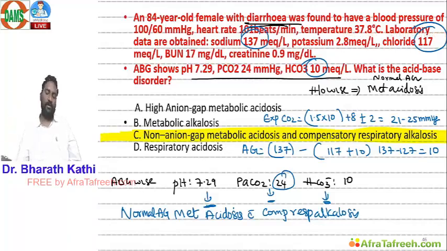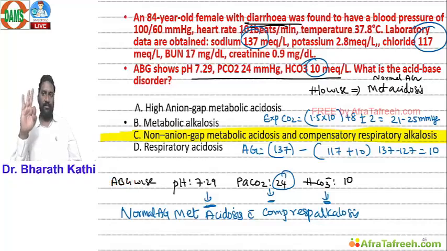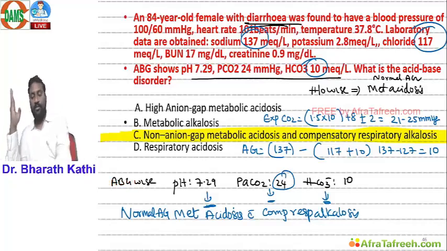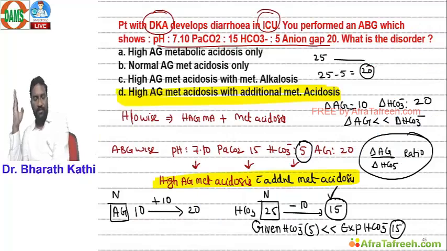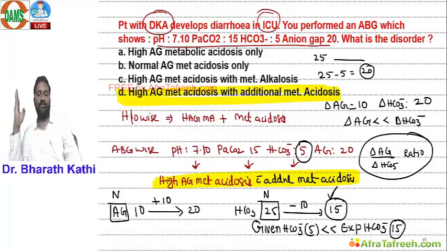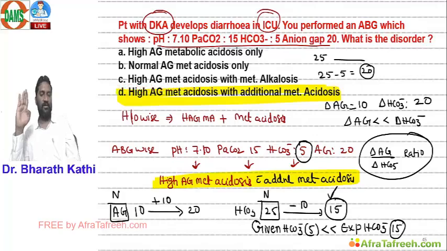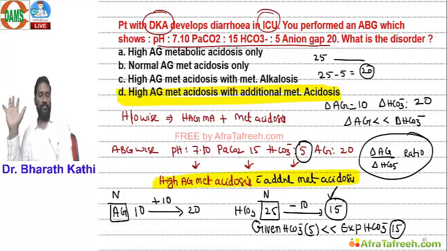First go through the clinical history, then pH, what is primary, compensation, anion gap. If there is high anion gap, you should compare the change in anion gap to the change in bicarbonate. Either you can use the delta relation or you can just compare the change in anion gap to the change in bicarbonate. And the final step is to give your final impression.